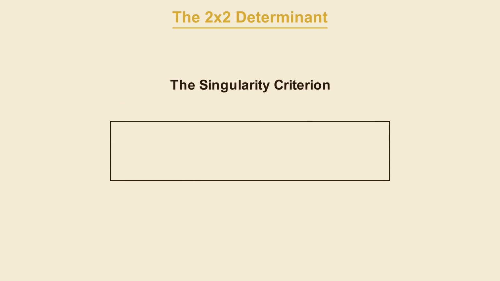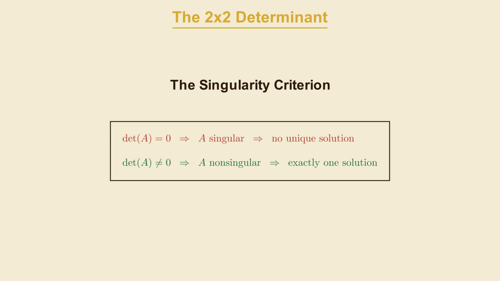This is called the singularity criterion. When the determinant of a square matrix is 0, the matrix is called singular, and the system it represents either has infinitely many solutions or no solution at all. When the determinant is non-zero, the matrix is called non-singular, and the system has exactly one solution.